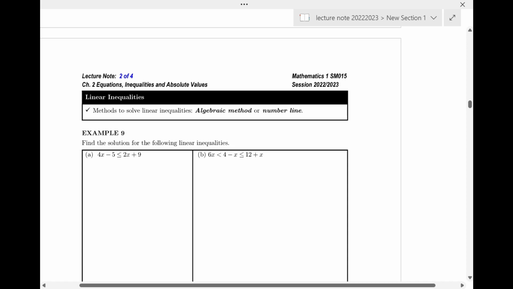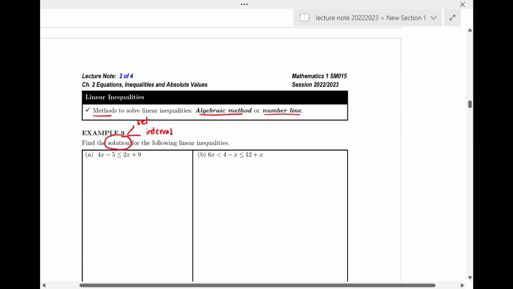To solve linear inequalities, we have two methods: the algebraic method or the number line. It depends on the question. Then we shall look at example 9. For part A, we have to find the solution for the following linear inequalities. Before that, I have to tell you the solutions we have for inequalities. We have two forms: the solution set and the interval set.